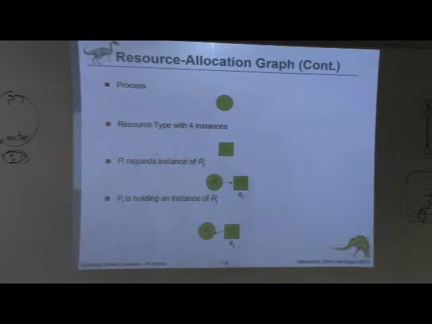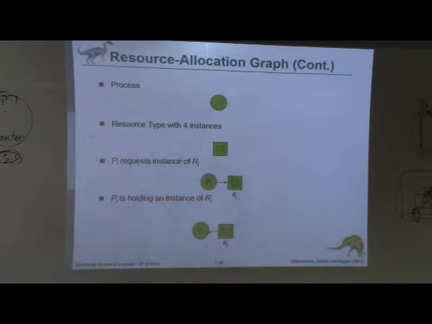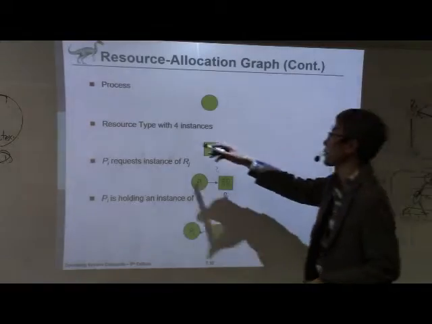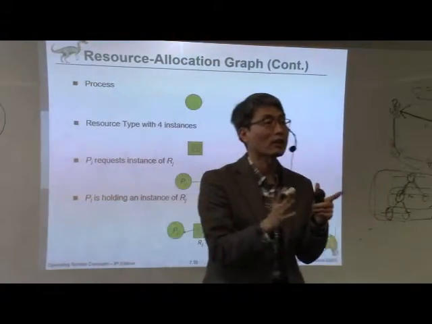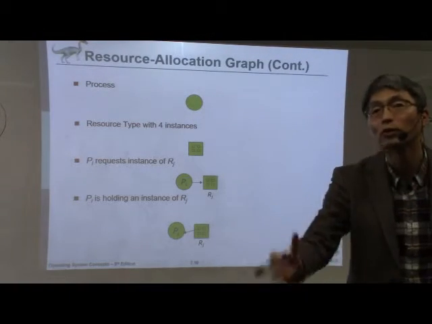Okay. Then we are going to use this symbol notation. So a process is a circle, and a resource type is a square. However, as we have seen before, each resource type may have multiple instances. Like I have CPU 0, CPU 1, CPU 2, CPU 3.